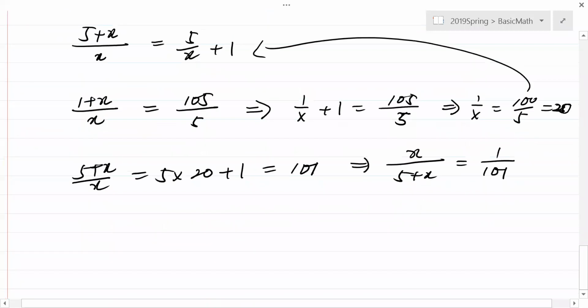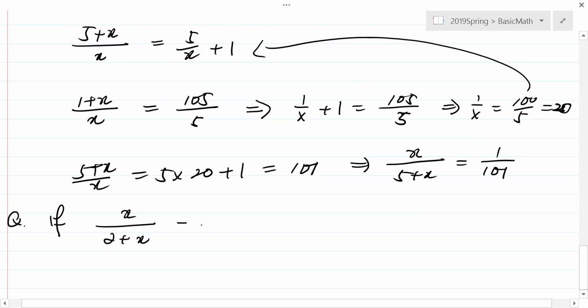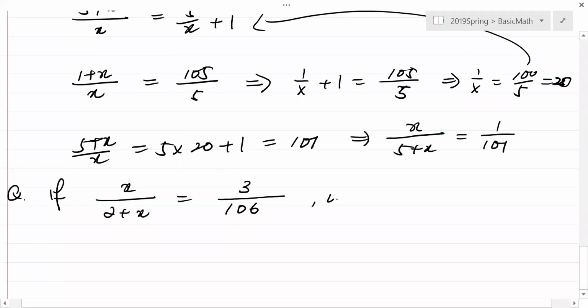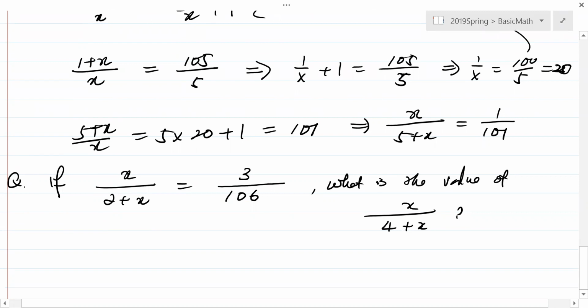Let me ask you to do one more problem, okay? So if 2 plus x over x is going to be 3 over 1 over 6, what is the value of x over 4 plus x?